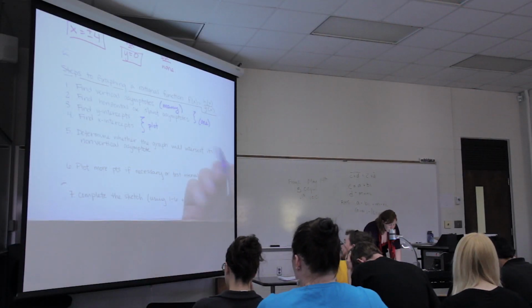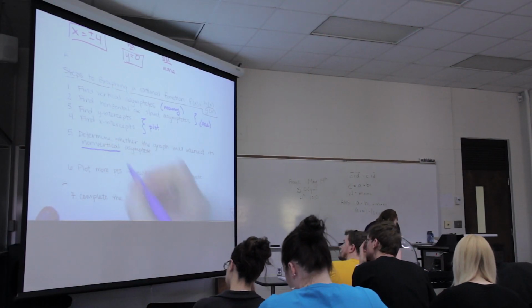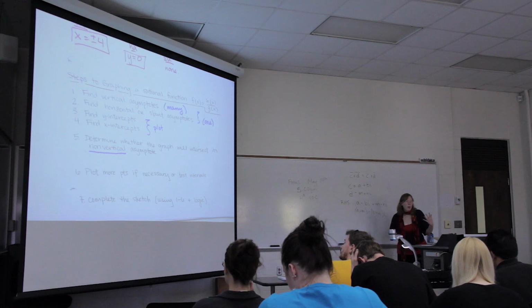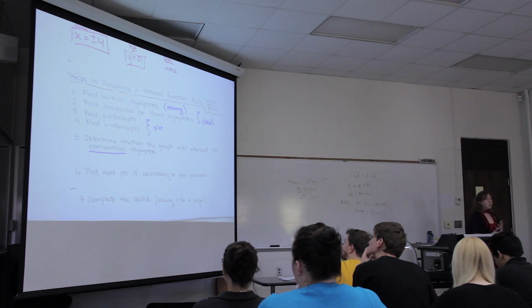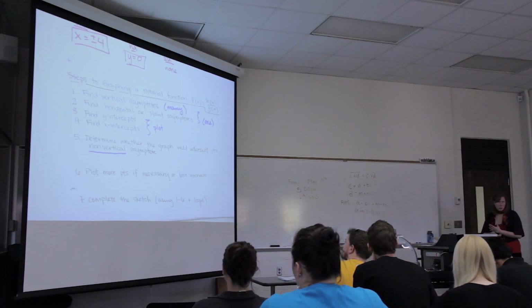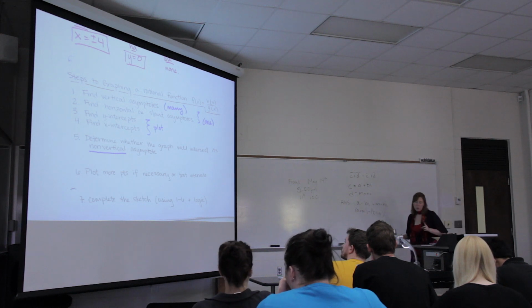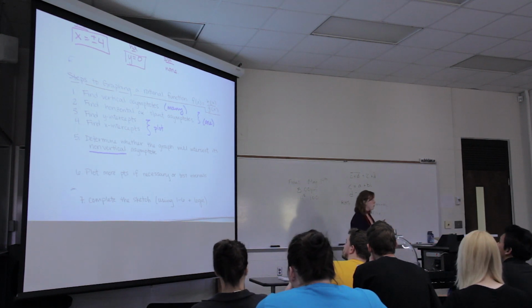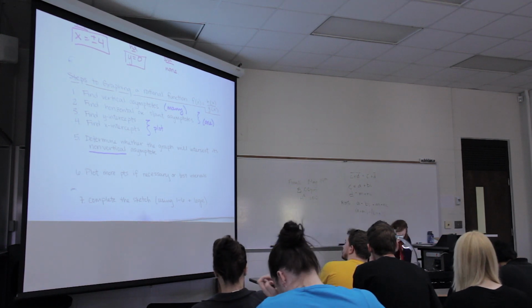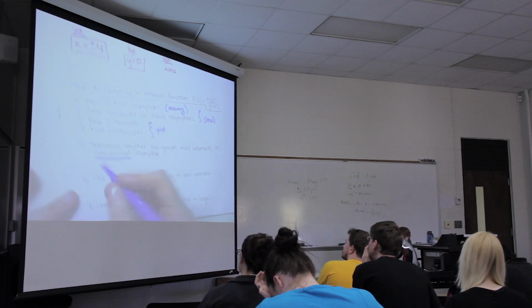So the important part I said yesterday is that our graph can cross a horizontal or a slant asymptote. It can never cross a vertical, but it can sometimes cross a horizontal or slant. So we need to check, where does it intersect?